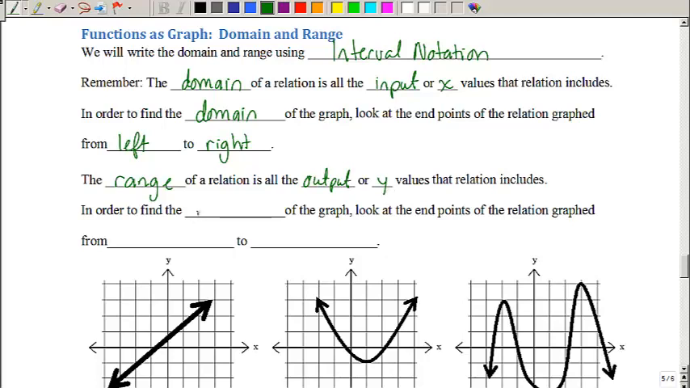In order to find the range of the graph, please look at the endpoints of the relation, but this time we're going to be looking from bottom or lowest to top or highest, because the range is looking at my y value, so we're going to go bottom to top.